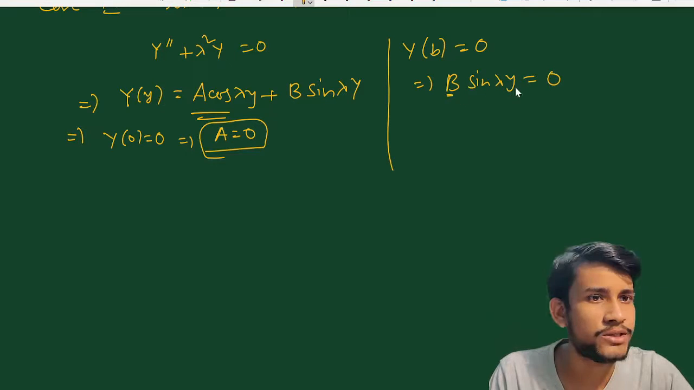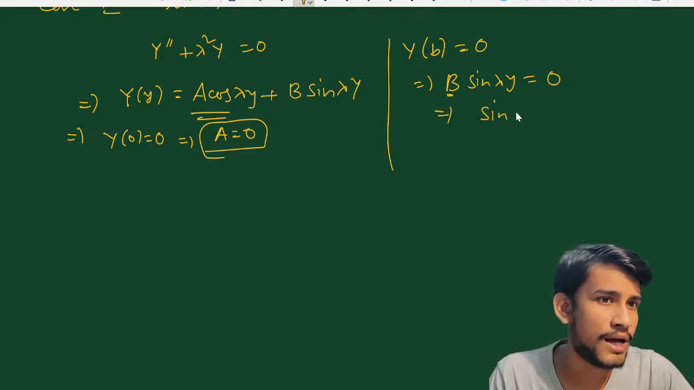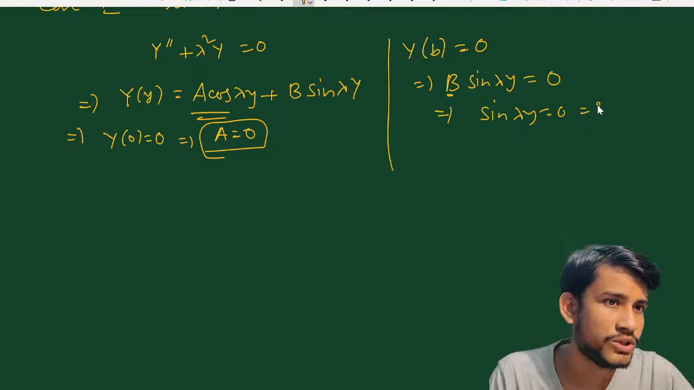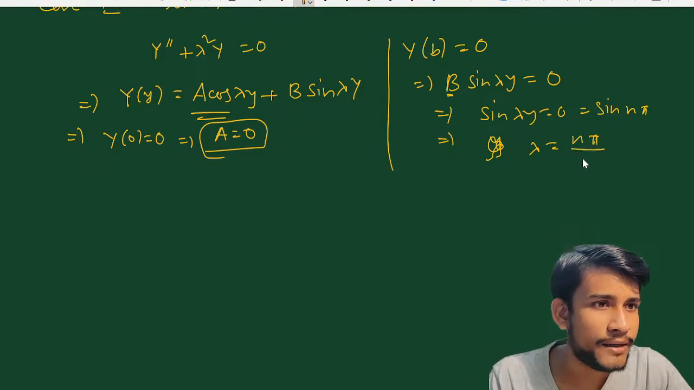If b equal to 0, then it is the trivial solution, and we are not interested in it. Therefore sin of lambda y is equal to 0, which is equal to sin n pi. So this implies lambda equal to n pi by y.